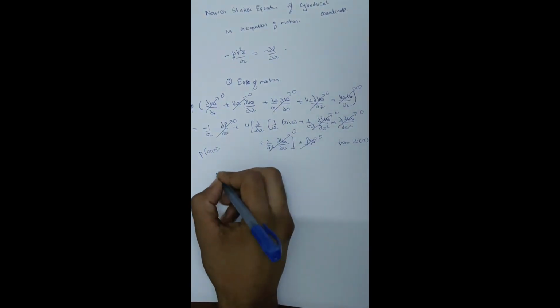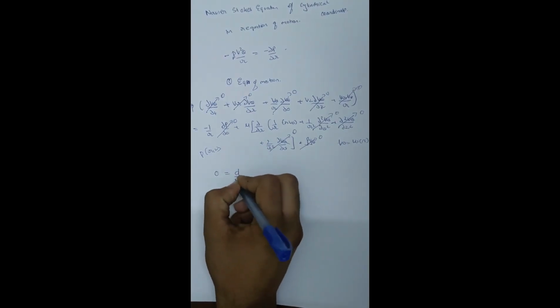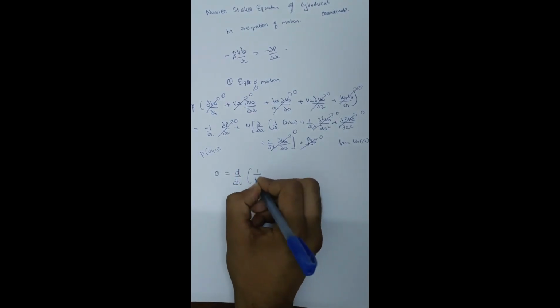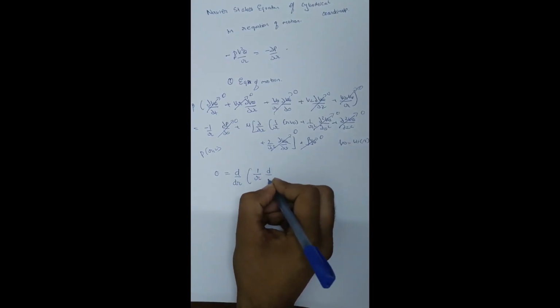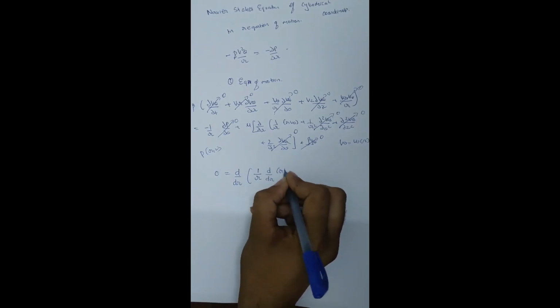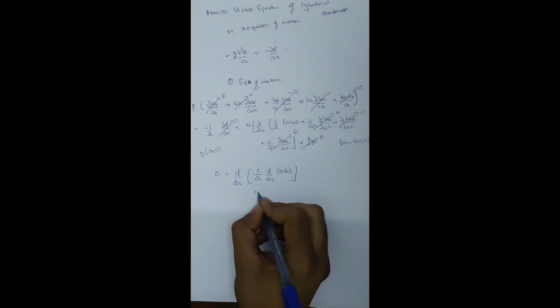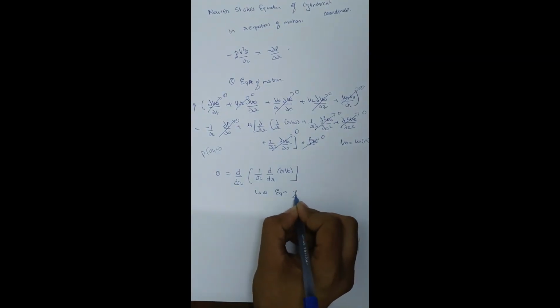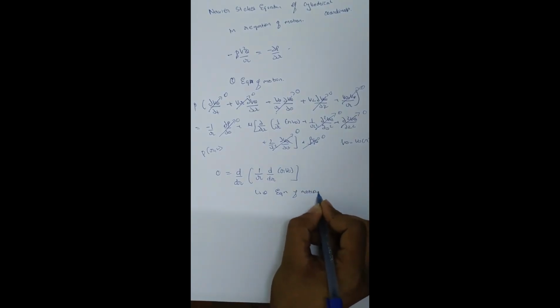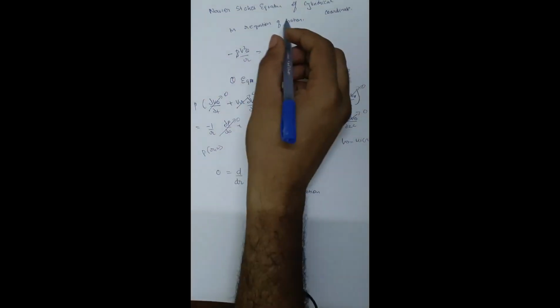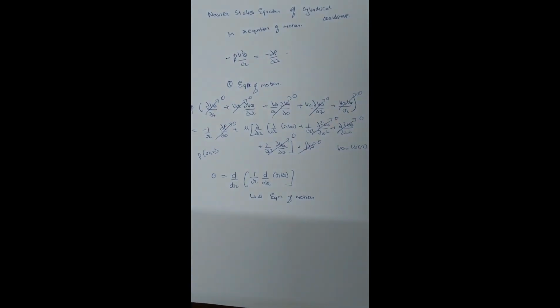So the final equation comes out to be 0 = d/dr((1/r) d/dr(r vθ)). So this is our θ equation of motion of the Navier-Stokes equation in cylindrical coordinates. Now we will move on to the z component of the Navier-Stokes equation in cylindrical coordinates.